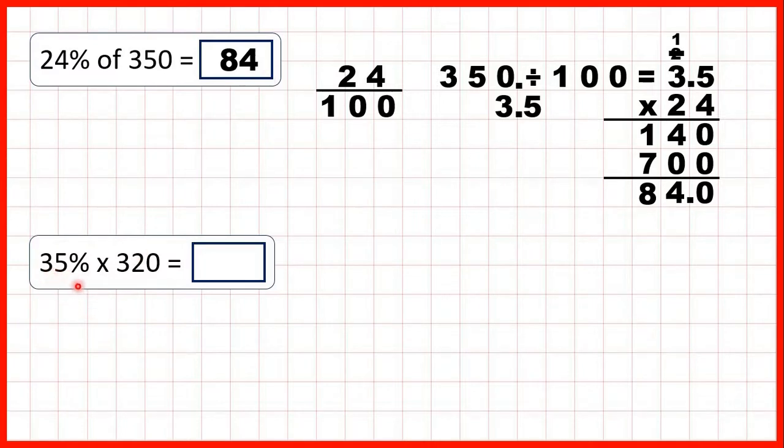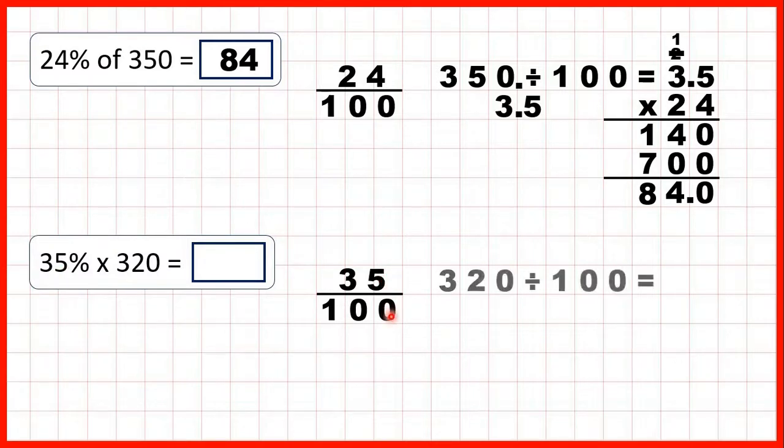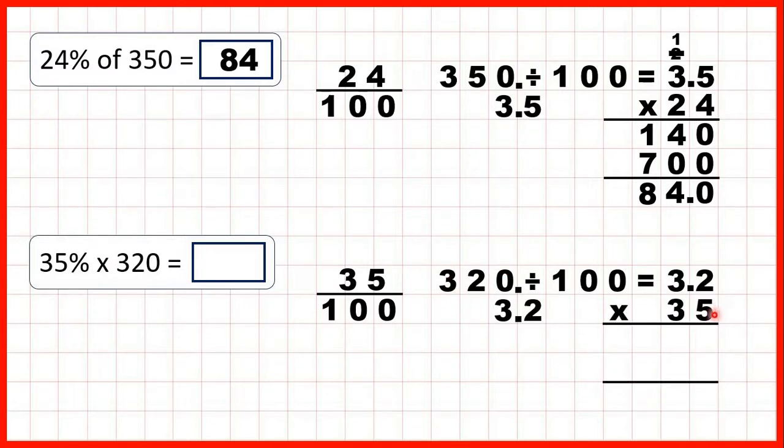Finally, we have 35% times 320. But remember, times and of mean the same thing, so we use the same method. 35% is 35 hundredths, so we can start by dividing 320 by 100. That's 3.2, because either we can move the digits and ignore the 0 on the end, or we can imagine the decimal point on the end, and because 100 has 2 zeros, we can move it 2 places to the left. Now we need to multiply by the numerator, so multiply by 35.